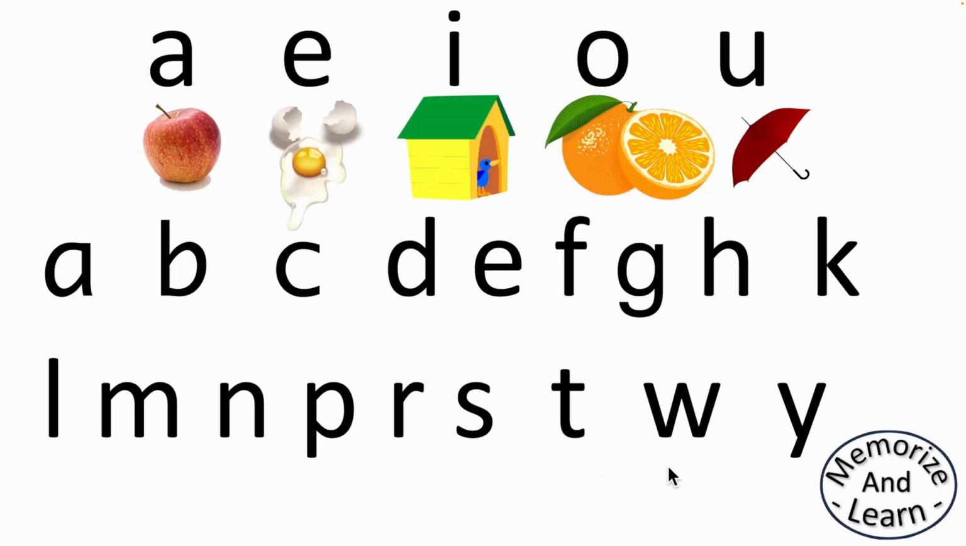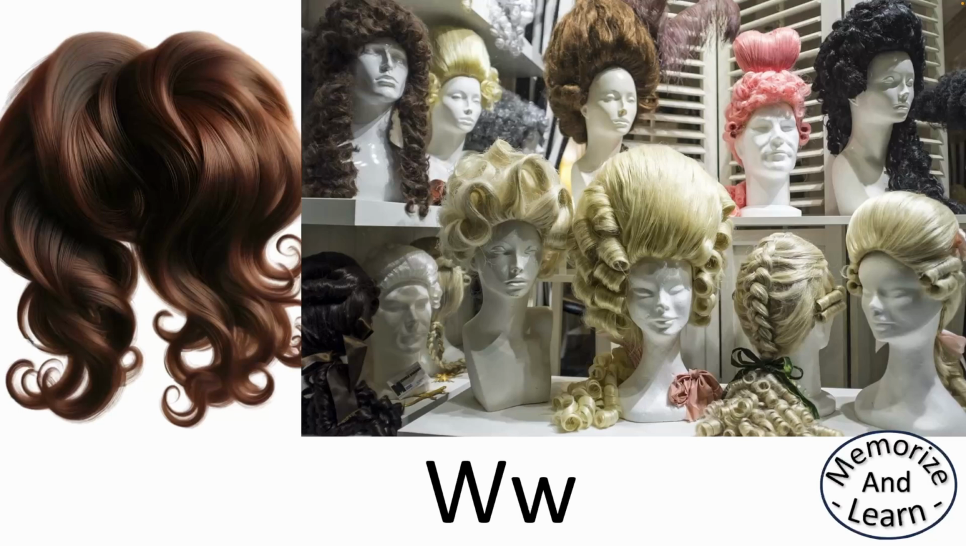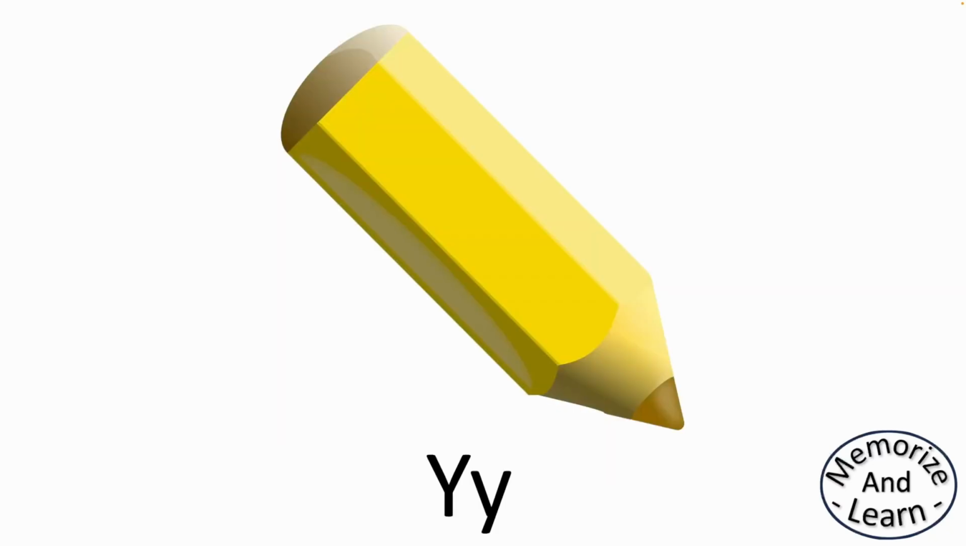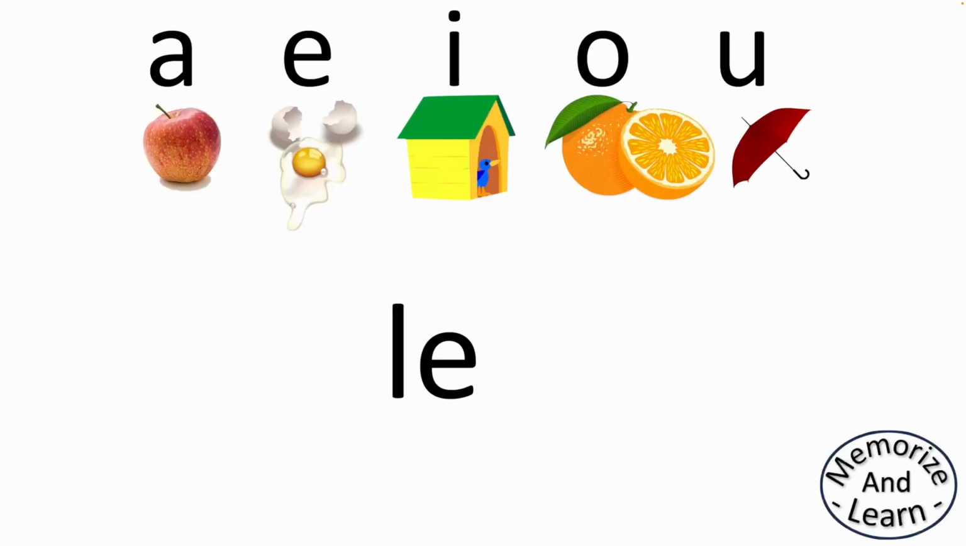W is difficult. When you say W, you cannot hear the sound of the letter. W makes the sound W. The word wig begins with the sound W. Y is also difficult. When you say the name Y, you cannot hear the sound. Usually, Y makes the sound Y. The color yellow begins with the sound Y. We're ready to start working on our first word. Please say these sounds with me.